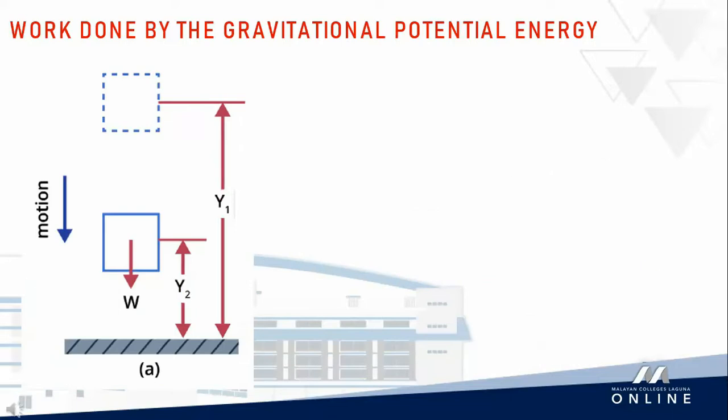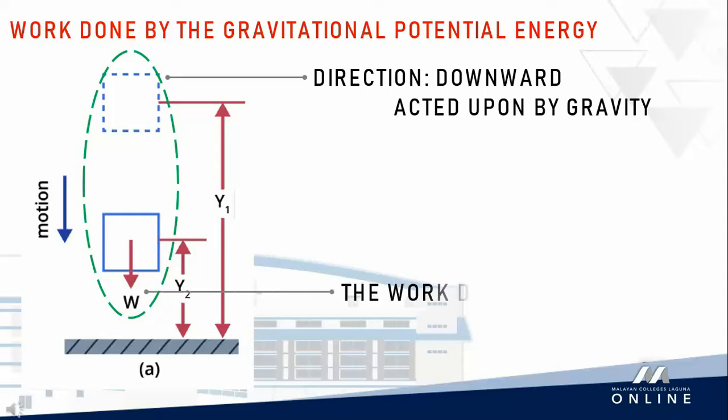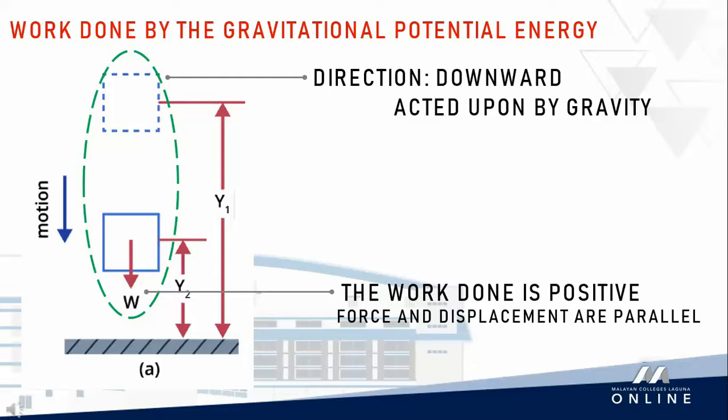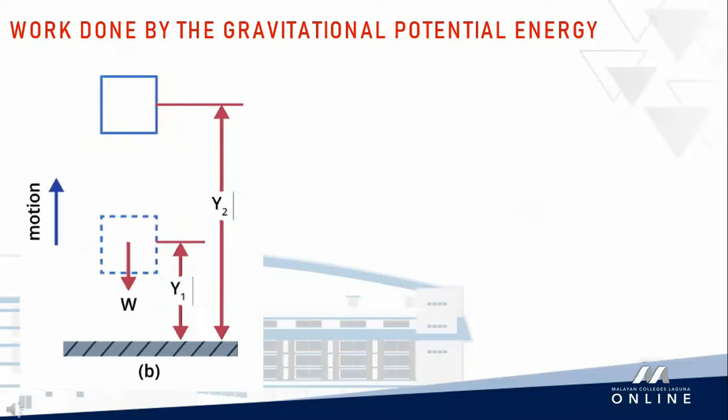To better understand this concept, take a look at this illustration. A body moves downward and the only force acting on it is the gravitational force or its weight. The work done by the gravitational force is positive since the force and the displacement are in the same direction. Of course, we can expect a negative value for the change in potential energy since the final height is less than the initial height, right? The same analysis can be made in the next figure, where a body is moving upward.